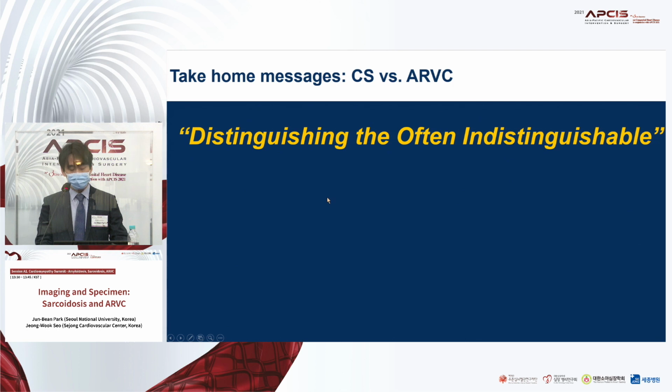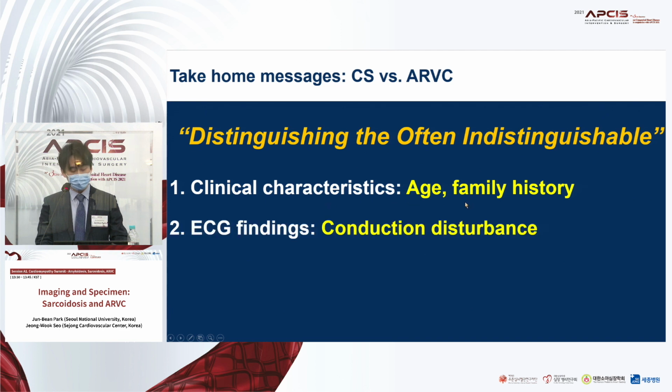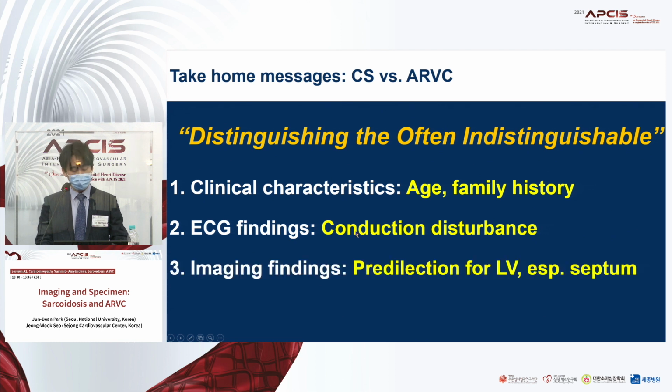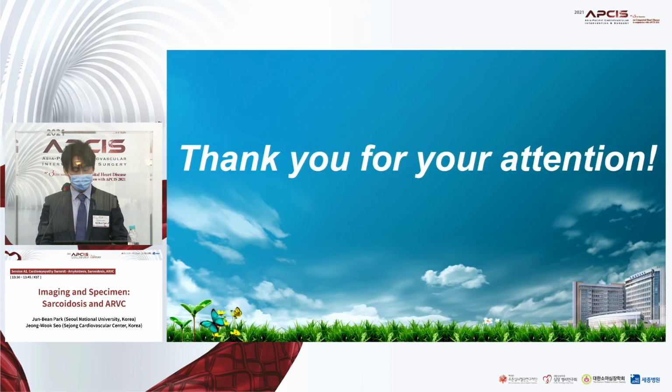So to distinguish them from each other, we should consider the clinical characteristics, including age and family history, and these findings. For example, conduction disturbance is more favorable for cardiac sarcoidosis, and imaging findings also give a clue, such as predilection for the left ventricular septum. Other findings can be mediastinal lymphadenopathy, suggestive of cardiac sarcoidosis, and intramyocardial fat, more suggestive of ARVC than cardiac sarcoidosis. Thank you for your attention.